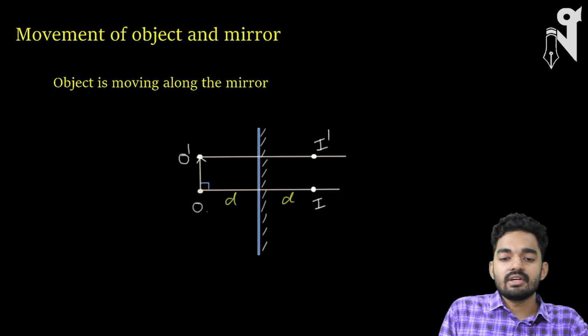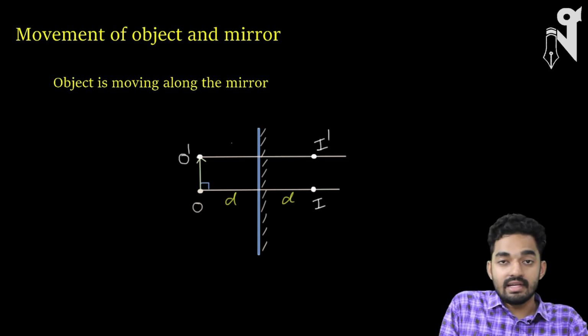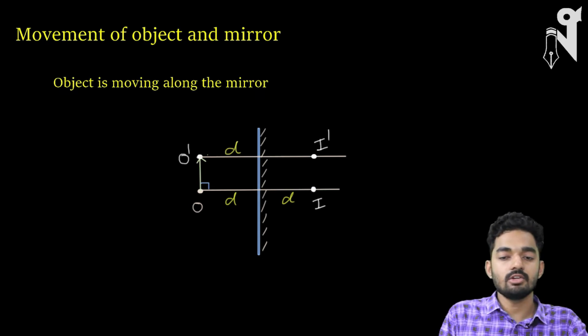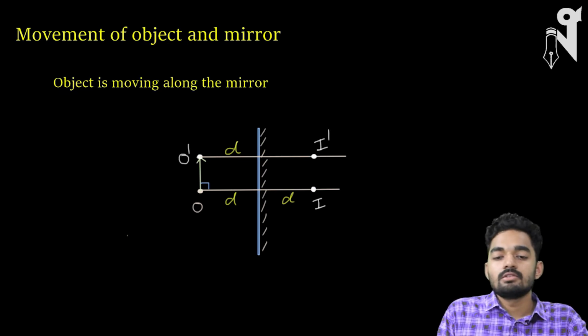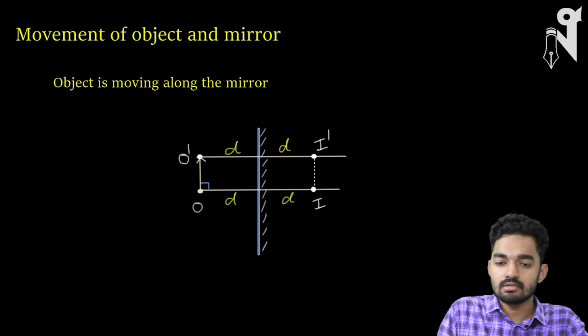So if you look at this figure, the object distance was d. Now in the later case also the object distance must be the same, right, because you are moving the object along the mirror. So therefore the new image distance will also be d, right? So if I join the image locations, the old and the new image locations, I'll get this line like this and this arrow.